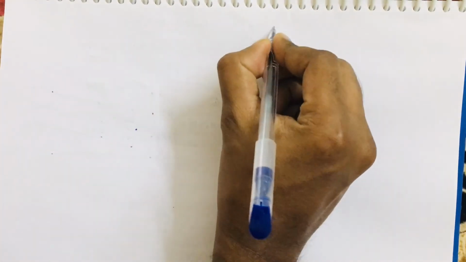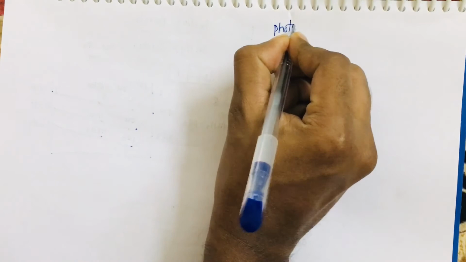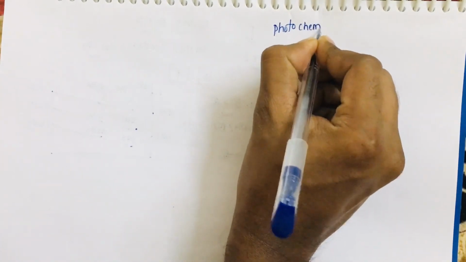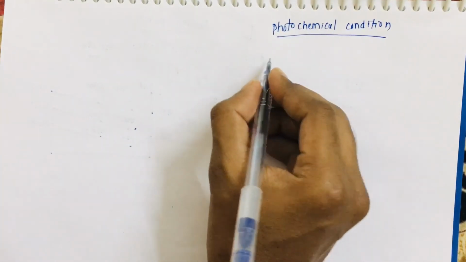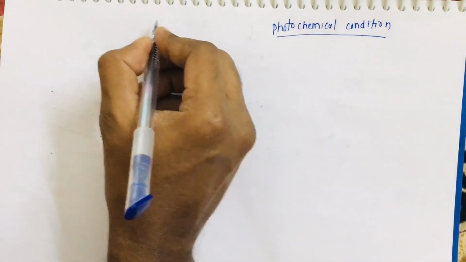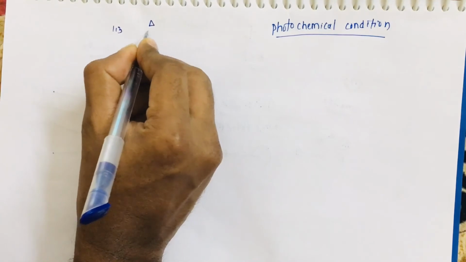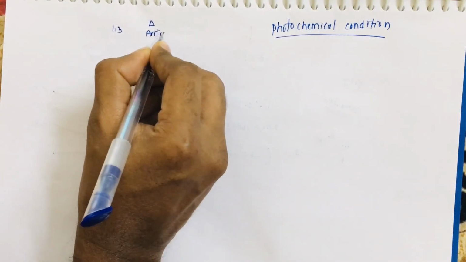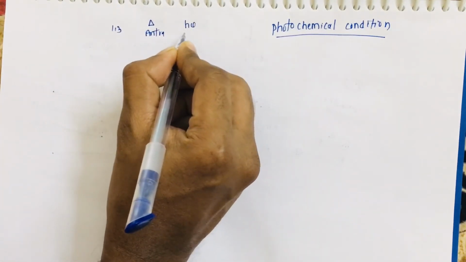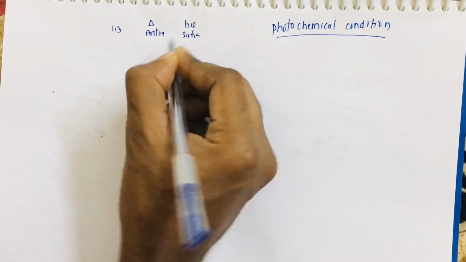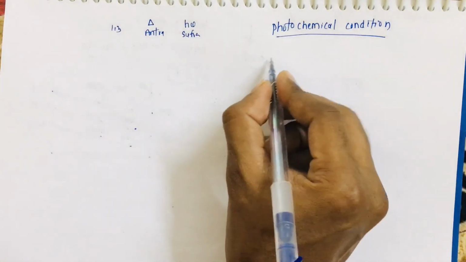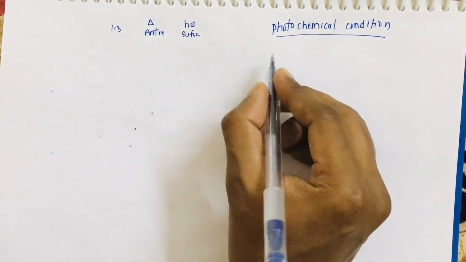So next we have the photochemical condition. For 1,3 thermal it is antarafacial, and photochemical will be suprafacial, because it will be just the opposite. So how is it suprafacial in photochemical?